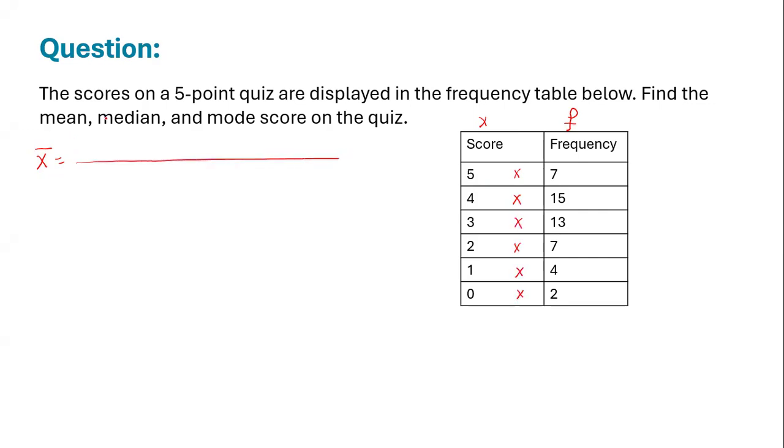Okay, so we need to multiply 5 by 7, multiply 4 by 15, multiply 3 by 13, multiply 2 by 7, 1 by 4, and 0 by 2. And after multiplying each number by its frequency, then we add them together.